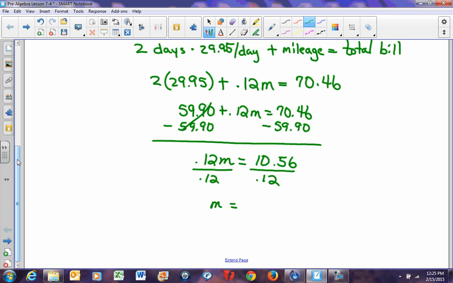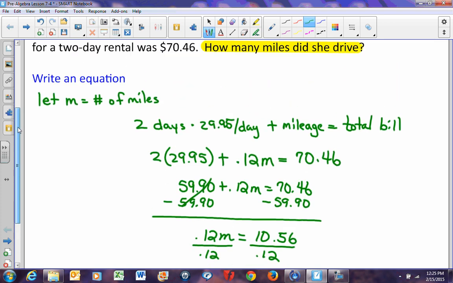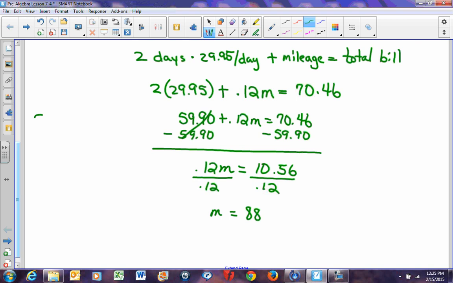So we know that m equals 88, and that stands for the number of miles, because that's what our defined variable was, m equals the number of miles. So the question said, how many miles did she drive? So she had to have driven 88 miles.